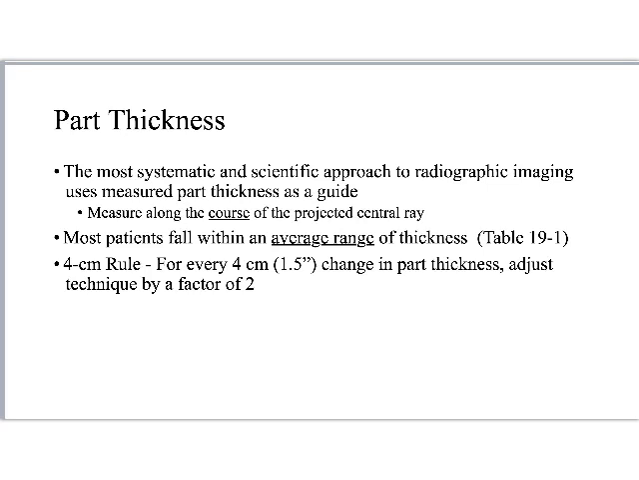Again, most patients fall within an average range of thicknesses. And so it may be helpful to have something like this right next to the technique chart on a portable machine, to know that the average range of thicknesses is this. So if I measure the body part and it's above that average, I know I need to bump up my technique, right?